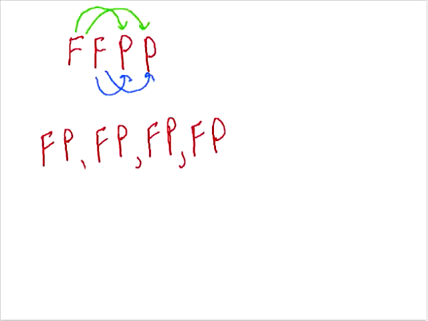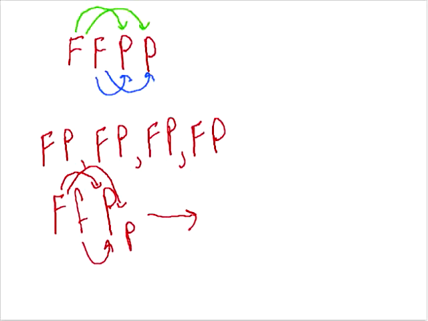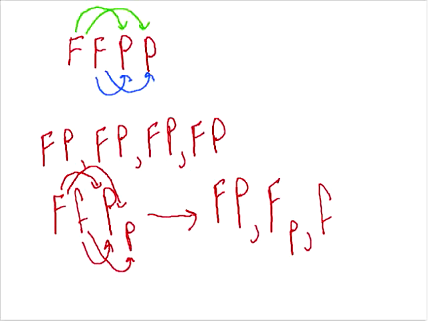If the individual is heterozygous instead, it would be big F, little f, big P, little p. Using the same method, pairing up all the possibilities, we would get big F, big P, big F, little p, little f, big P, little f, little p as being the possible gametes.